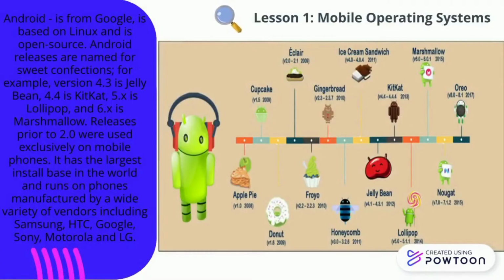Android is from Google, is based on Linux and is open source. Android releases are named for sweet confections. For example, version 4.3 is Jelly Bean, 4.4 is KitKat, 5.x is Lollipop, and 6.x is Marshmallow. Releases prior to 2.0 were used exclusively on mobile phones.